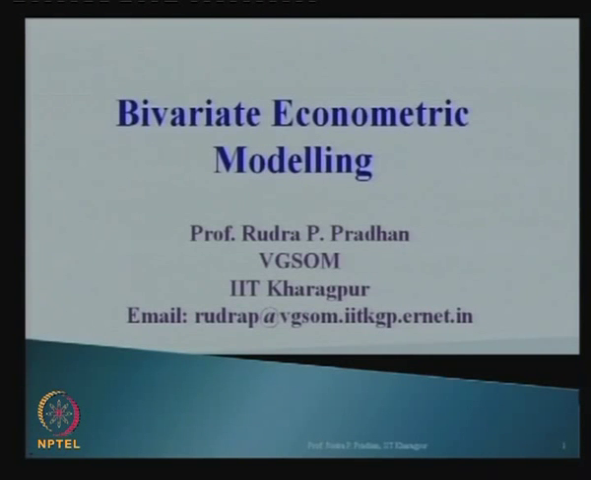Today we will discuss bivariate econometric modeling, that is, with respect to regression analysis. In my last lecture we discussed the entire structure of bivariate econometric modeling. Basically it is divided into two parts. The first part is associated with the association between two variables, and in the second case we would like to know the association along with the causal relationship.